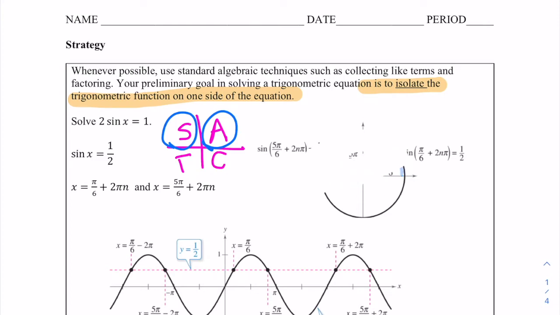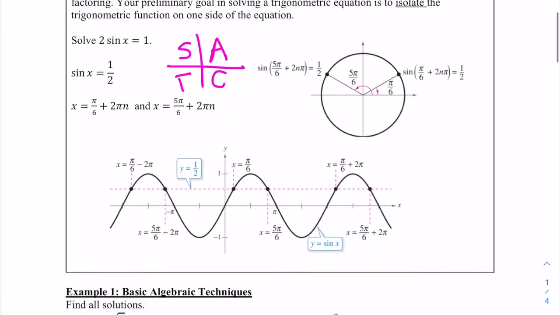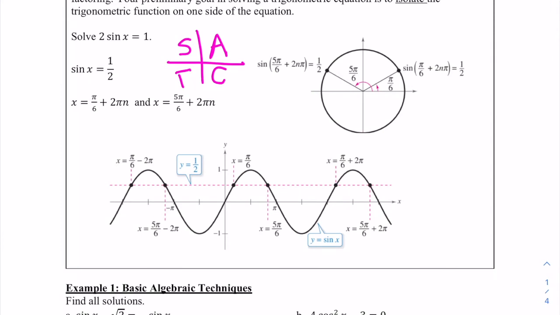And we know that if we're going to include all solutions, this will continuously repeat every 2 pi. So we add 2 pi n at the end. So it'll be pi over 6 plus 2 pi n and 5 pi over 6 plus 2 pi n to capture all of the solutions. Because we know that this function is periodic, and every time we make this cycle, we're going to continue to hit that y equals 1/2 twice in one period.